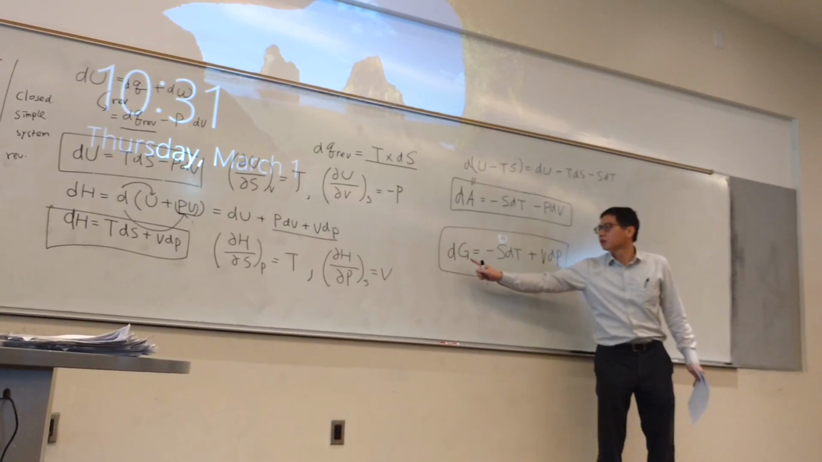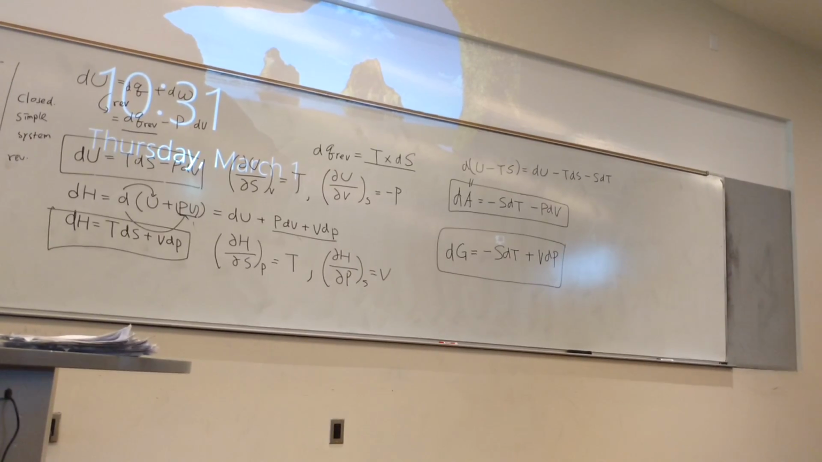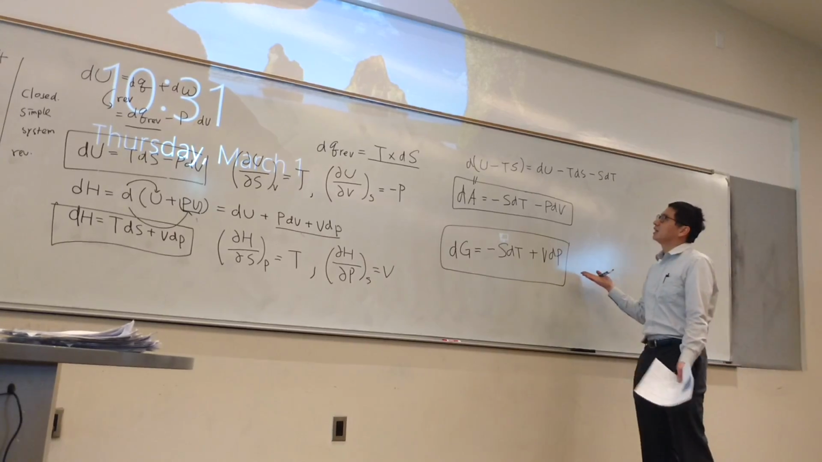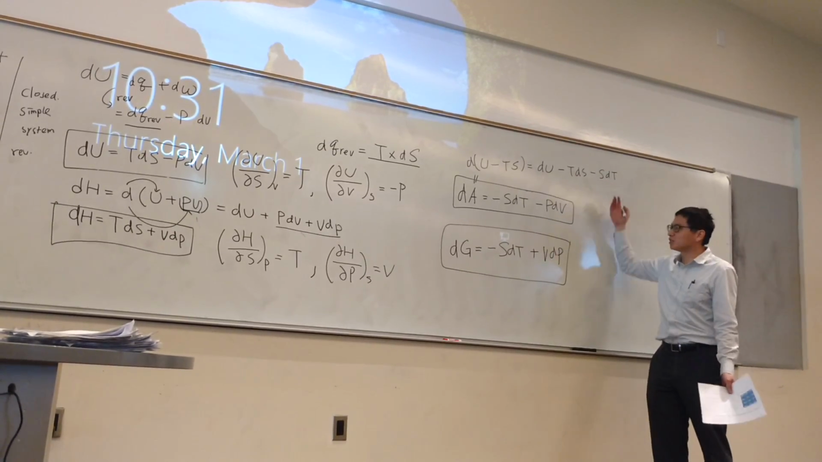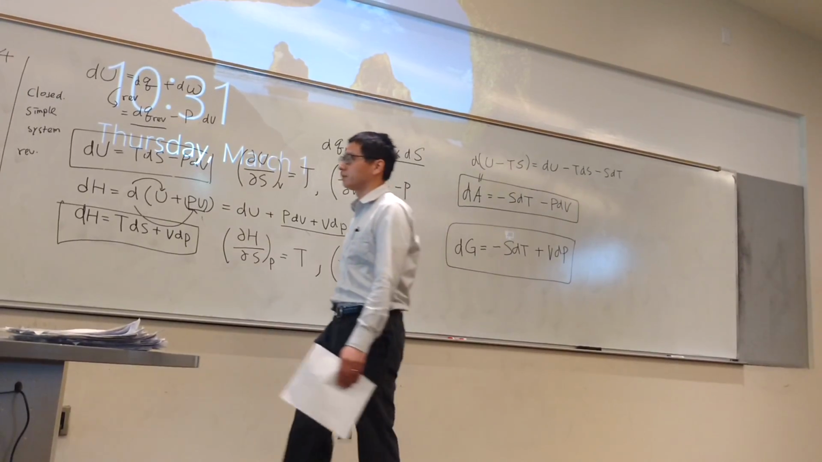So you can just say G is equal to H minus TS. And then dG is dH minus d(TS). Basically these two terms, and you put the dH in, and you got this equation.